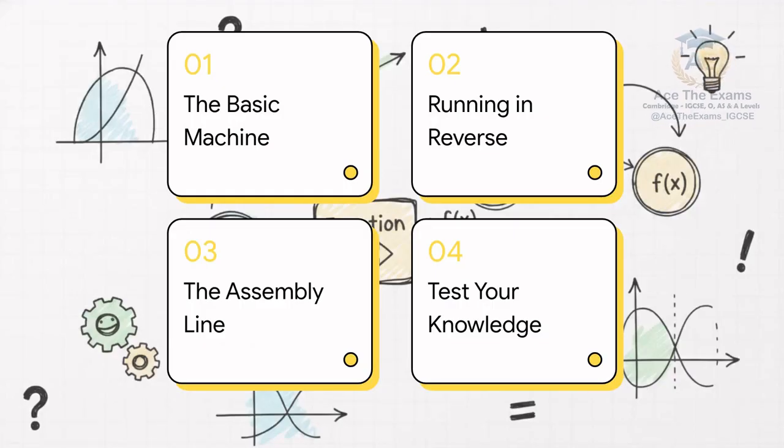To get you operating this factory like an absolute pro, and to stop you from making Alex and Sam's mistakes, we have a precise 4-part agenda today. 1. The basic machine. 2. Running in reverse. 3. The assembly line. And 4. Testing your knowledge. Along the way, I'm going to be breaking down the specific Cambridge assessment objectives and showing you exactly how top students structure their answers to guarantee they don't drop those easy points. Let's get right into it.